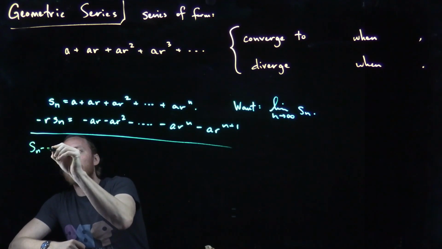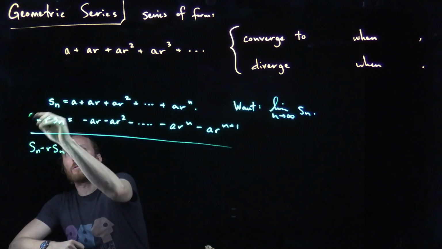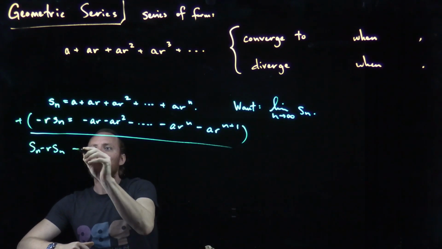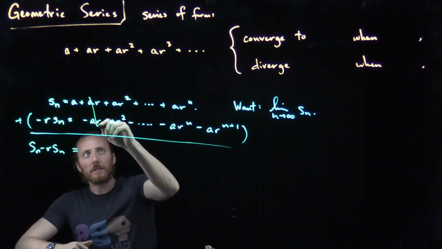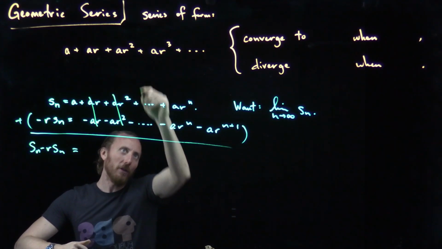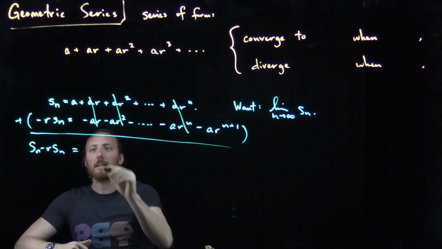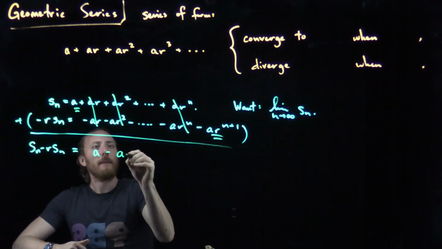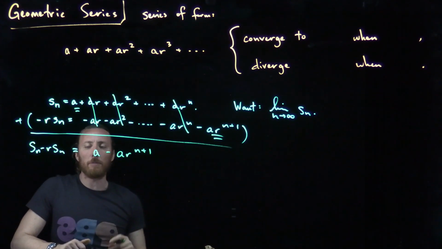So here we'll get Sn minus r Sn, just adding the two equations together. But check it out, there's a bunch of cancellation that occurs on the right-hand side. The ar cancel, the ar squared cancel, the ar cubed cancel, all the way out to the ar to the n's, leaving just the a that's out in front and the ar to the n plus 1 that's out back.